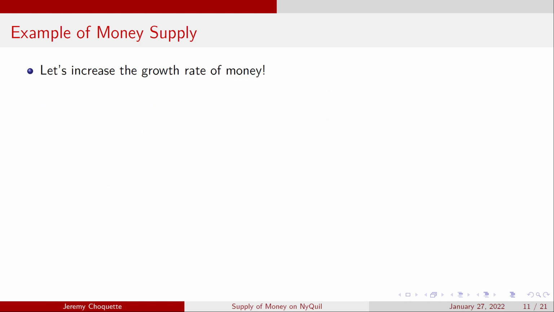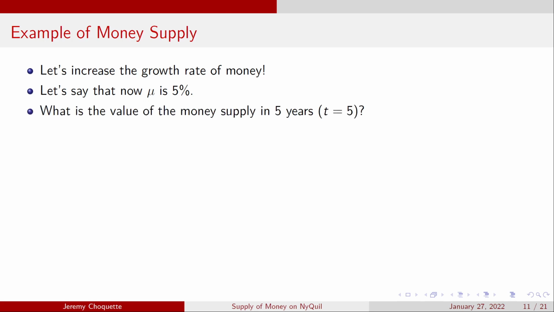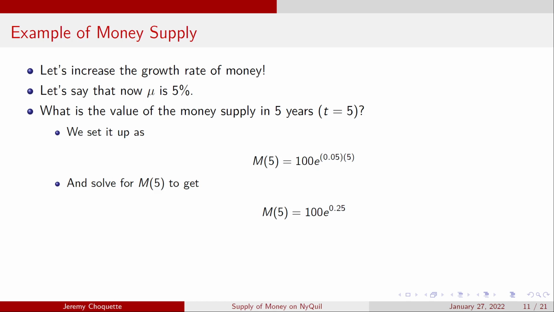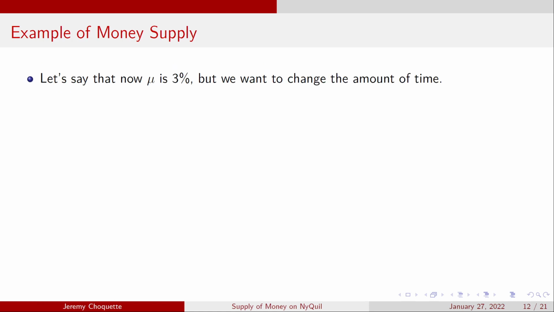Let's see what happens if we were to increase the growth rate of money. I'm pretty sure we all know what would happen, but let's go through the math and just see it, you know, formally speaking. So let's say that now mu is 5%. All right, so it goes from 3% up to 5%. What's the value of the money supply in 5 years? Well, we set this up only instead of 0.03 for the interest rate, we set it as 0.05, right? So 0.05 times 5 is going to give me 0.25. So I get 100 times e to the 0.25, which gives me $128.40. So if we were to increase the growth rate of the money supply over time, the money supply will end up being higher.